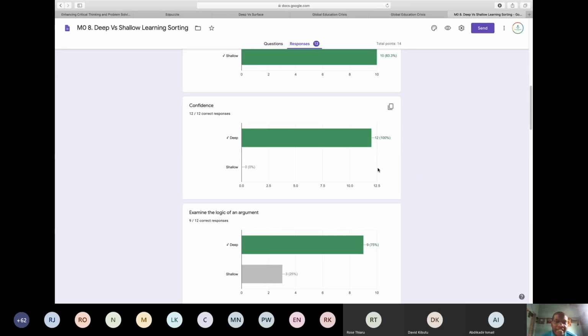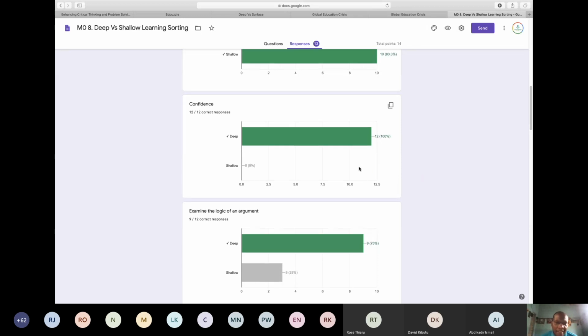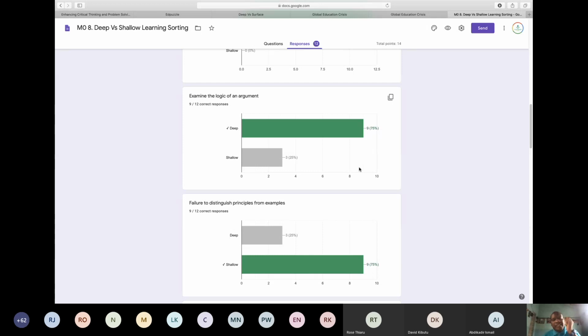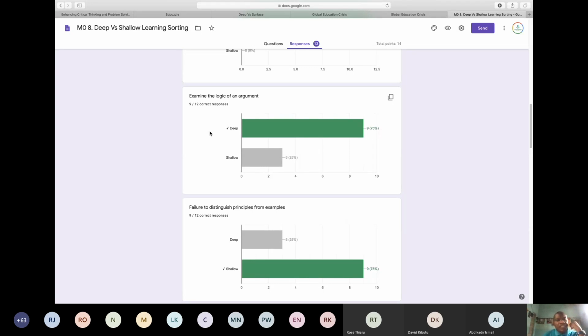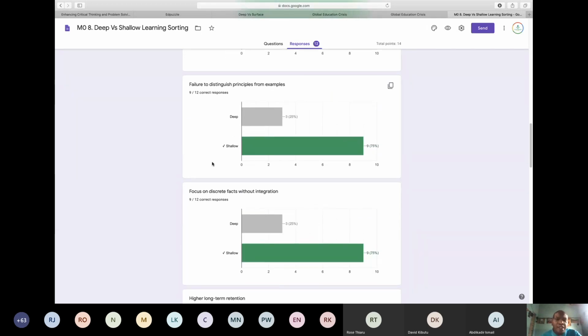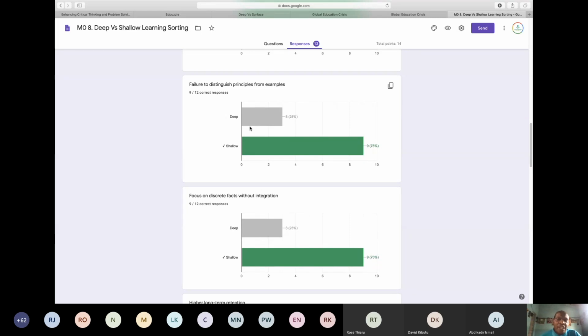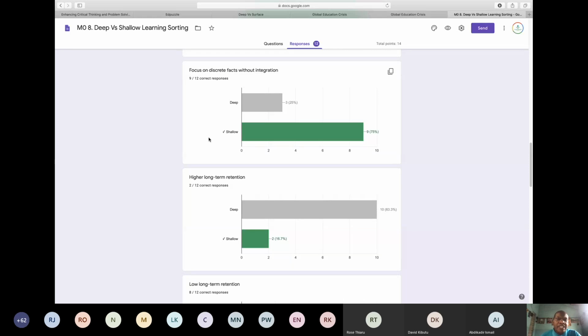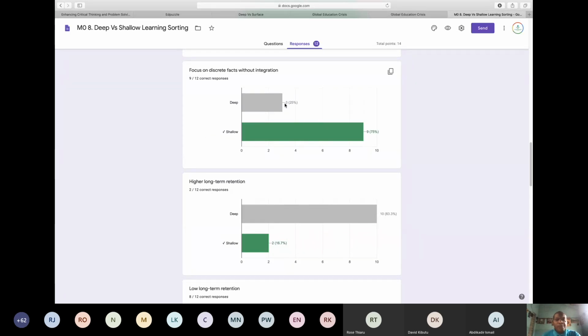12 people got it right, that it is deep learning. And then we went to examining the logic of an argument. 9 people got it right as deep, and 3 people said it is shallow. Failure to distinguish principles from example. This is shallow, but 3 people thought it was deep. Focus on discrete fact without integration.